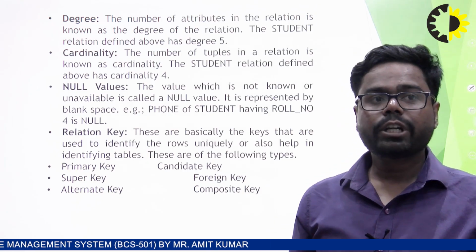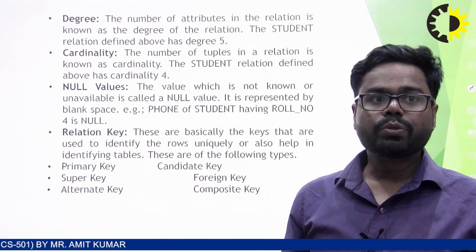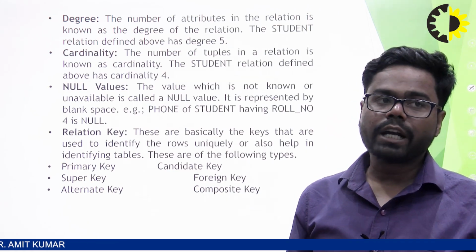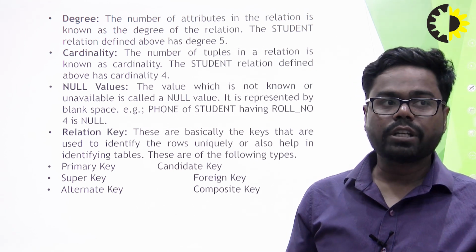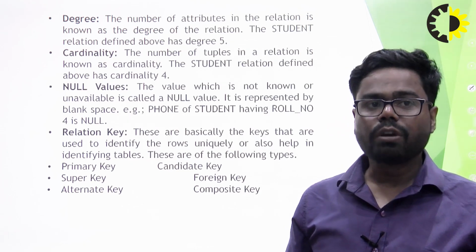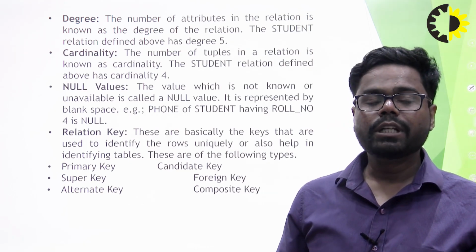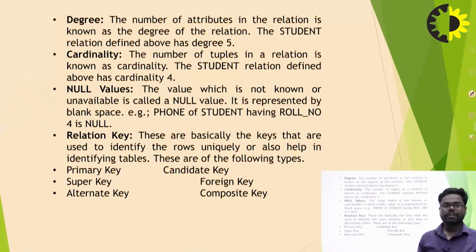The number of tuples in a relation is known as cardinality. The student relation defined above has the cardinality 4 because there are four tuples in the relation. Null values: the value which is not known or unavailable is called a null value. It is represented by a blank space.